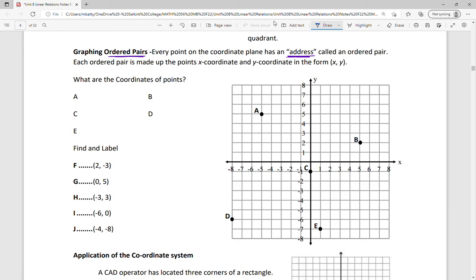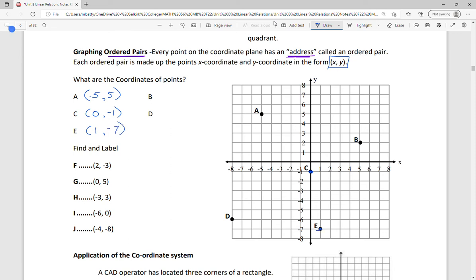So A would be -5 on the x and 5 on the y. Always x and then y. And don't forget to add in the negatives. So C down here, on the x-axis, it would be at 0, right? Just looking at the x-axis first, that's where it is. And then on the y, it's down at the -1. Does it feel like Battleship? I always think it feels like Battleship. I haven't played Battleship in a long time though. Okay, so E's up next. On the x, it's a 1. On the y, it's a -7.